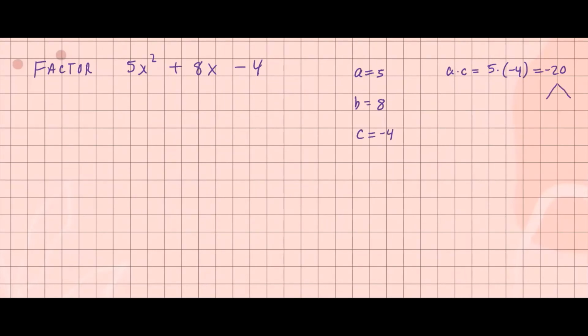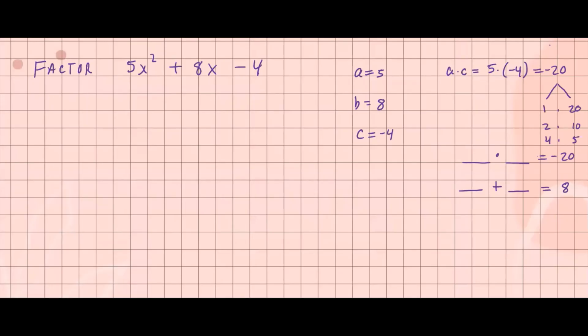Now I'm going to write down the factors of 20, and then I'll play around with the negative sign, and we'll figure out which pair gives us a sum of 8. We want two numbers that multiply to negative 20 and also add up to the b term, which is 8. For 20, the factors are 1 and 20, then 2 and 10, and then 4 and 5. That's pretty much it.